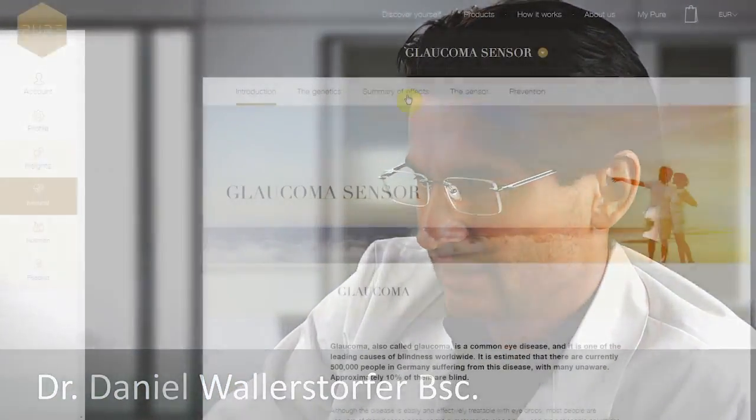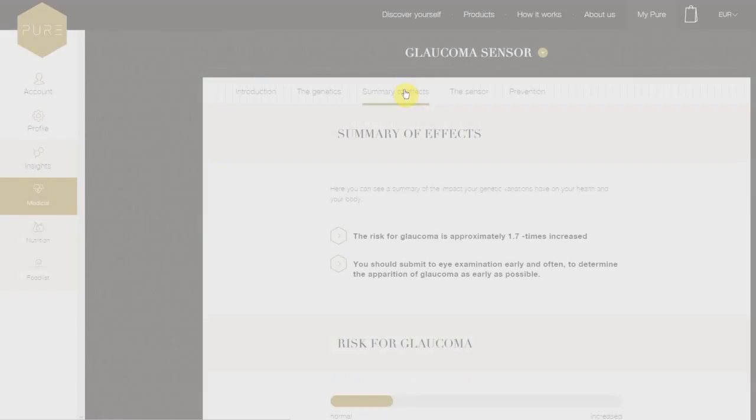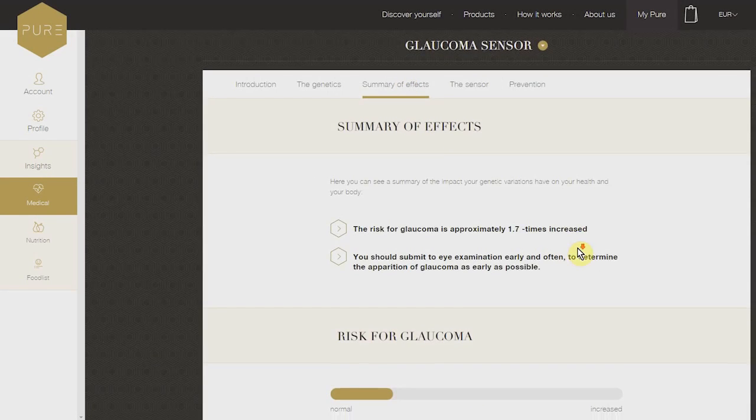So this is a disease that needs to be recognized before you start recognizing symptoms, and it can then usually be treated quite effectively with eye drops that can open up these channels. And if you click on Summary of Effects, you will find out your own personal risk of developing this disorder.